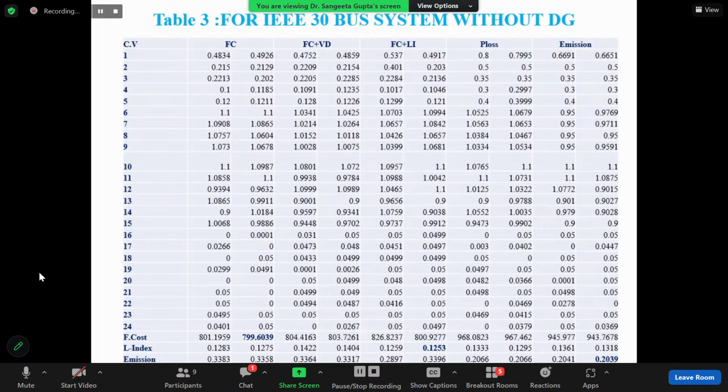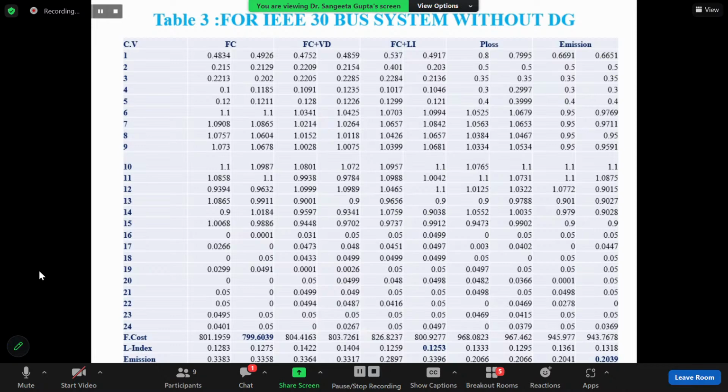This is the result for the IEEE 30 bus system. The proposed algorithm is applied for 5 objective functions. In the table, the second column represents the fuel cost minimization, the next is voltage deviation, then the L index method to improve the voltage stability, then the emission minimization, and the last one is the bubble. So in this table, in the third column, we see the fuel cost minimization obtained by the proposed algorithm is 79999.60. This is a 2% improvement over the conventional MRFO algorithm.